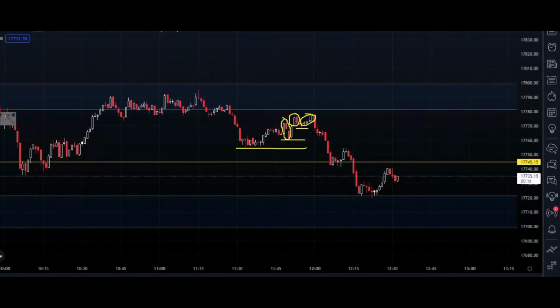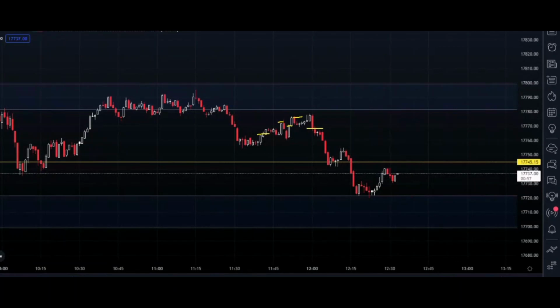here. Now as soon as this huge candle came, just think, people who have bought here, all of them will get scared and they will start to square off. And that is exactly what happened. They started to square off, fresh sellers came in, and then the market came down. So what I did is I was holding 1 lot.